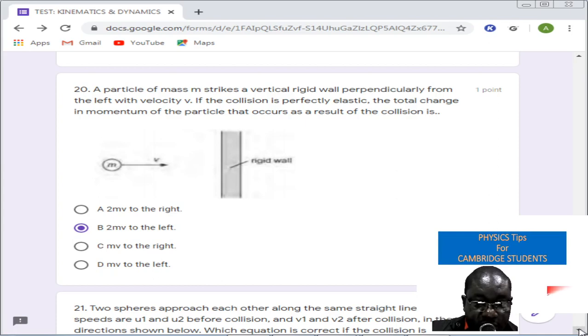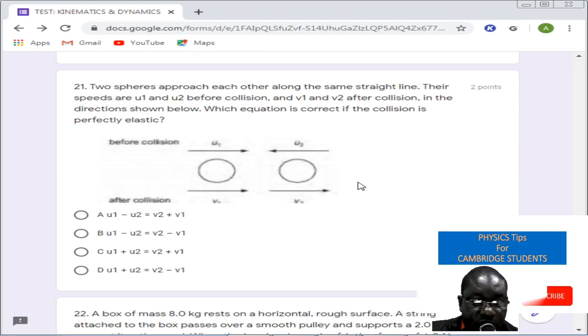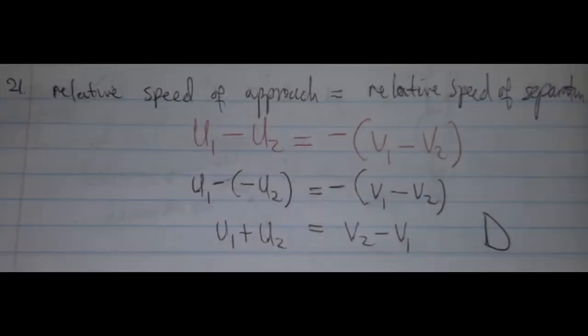Number 21. Two spheres approach each other along the same straight line. Their speeds are u1 and u2 before collision, v1 and v2 after collision, in the directions shown below. Which equation is correct if the collision is perfectly elastic? Now, if it's a perfectly elastic collision, then we apply the formula that relative speed of approach should equal relative speed of separation. So it's shown here.